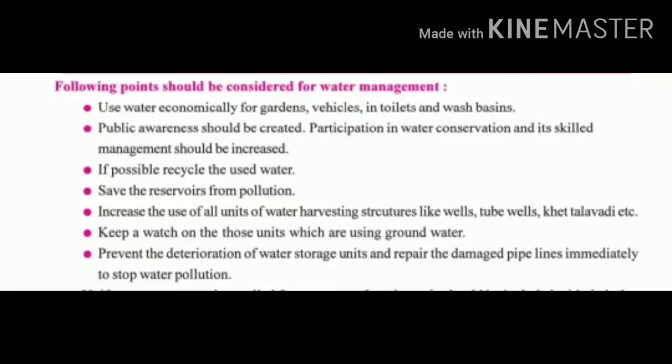Good morning, friends. Standard 10 English medium, subject Social Science, chapter number 11, India Water Resources, distribution of area under irrigation.